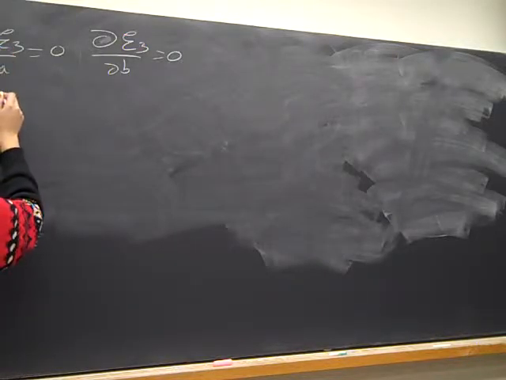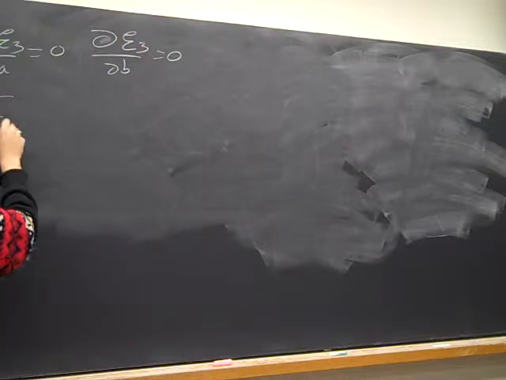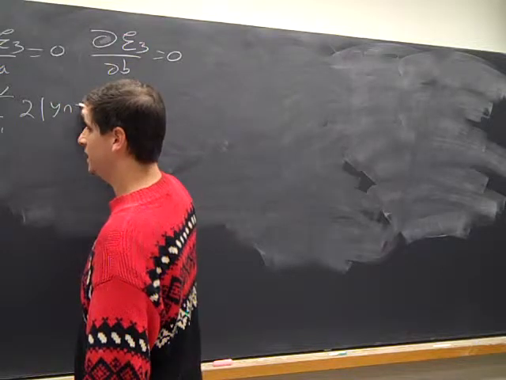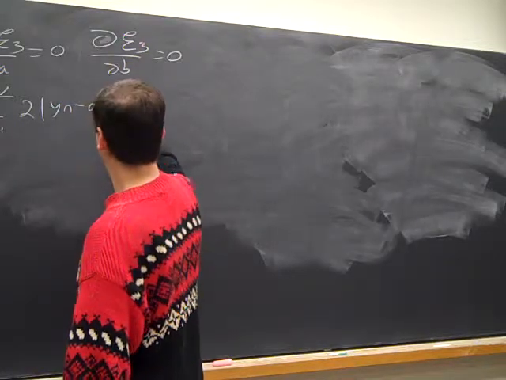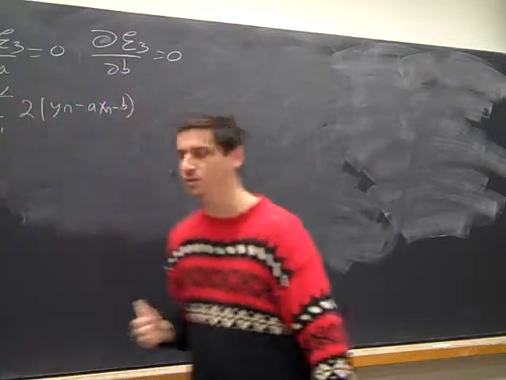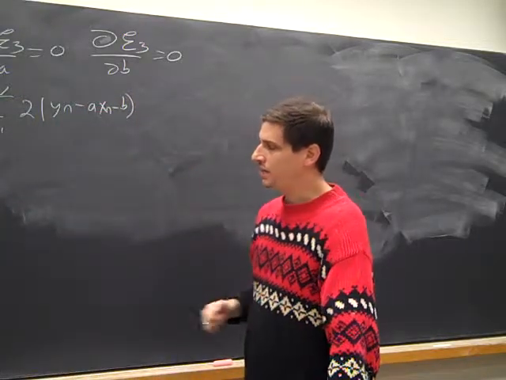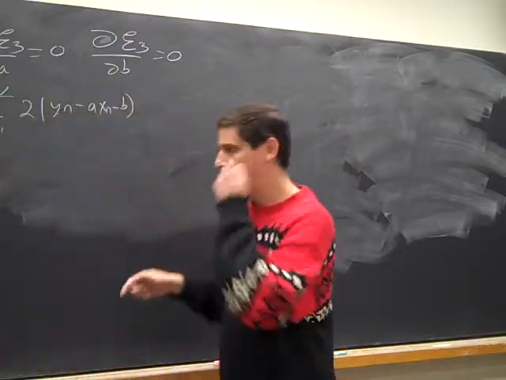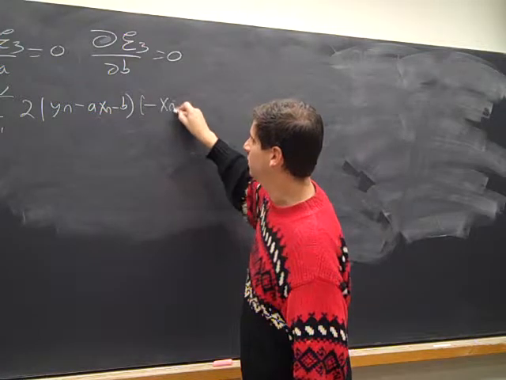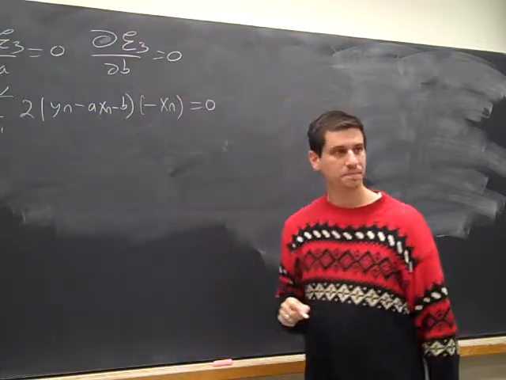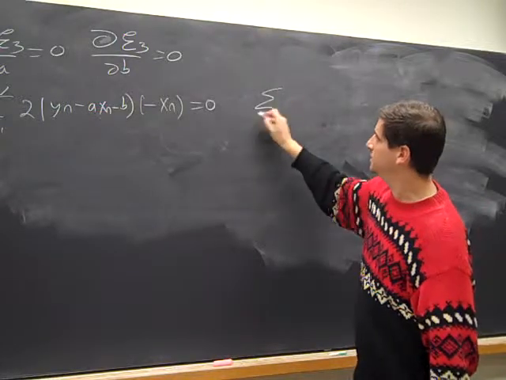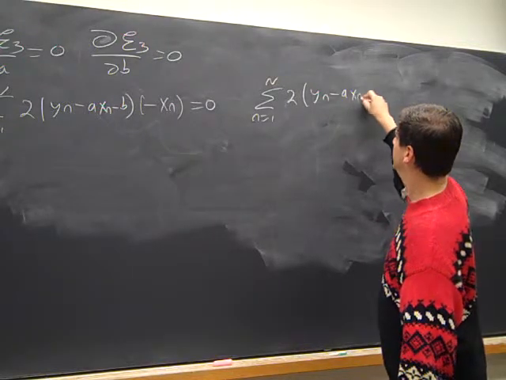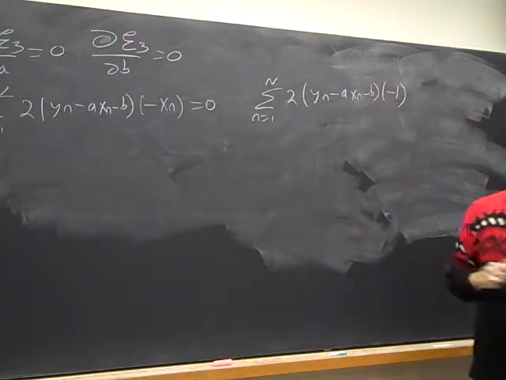So the first one gives us the following. We have a sum, n goes from 1 to N, and now we have the derivative of this. We're going to get 2 times (yn minus a xn minus b), and now when we take the derivative with respect to a, inside here we have a negative a xn, so we get a negative xn coming out. And the other one is the sum n goes from 1 to N of 2 times (yn minus a xn minus b), and now when we take the derivative with respect to b, we just get minus 1.